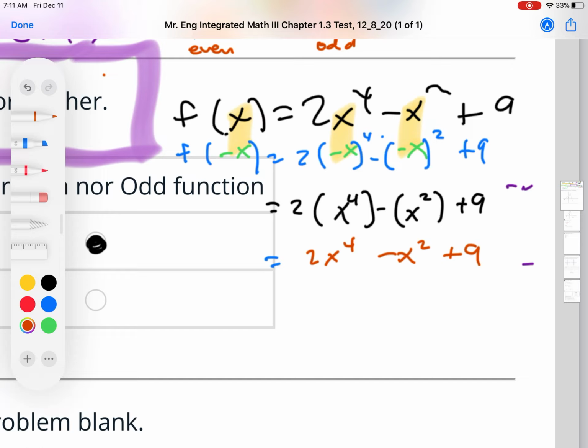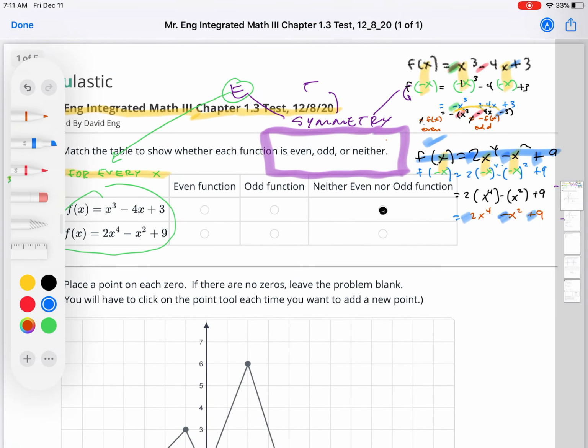Now does it look like the original that I'm going to highlight here in blue? Positive, negative, positive. Positive, negative, positive. That is the case, so this one is even. Number 1, second equation is even.